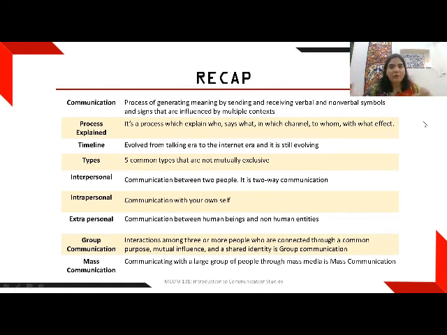We also explained the process through the linear model of communication, that it's a process in which who says what, in which channel, to whom, with what effect. Okay, so these are the major factors that are involved in that process.